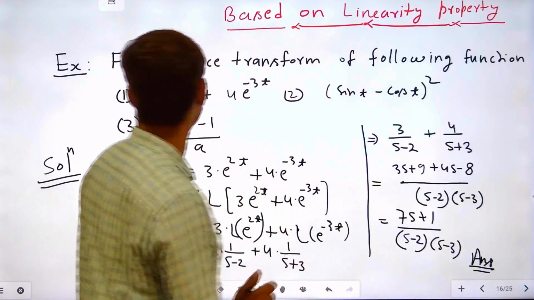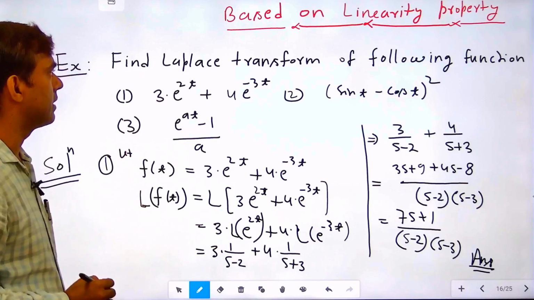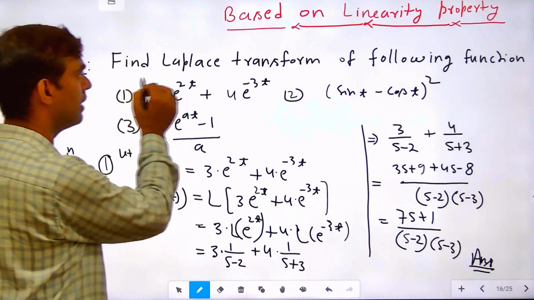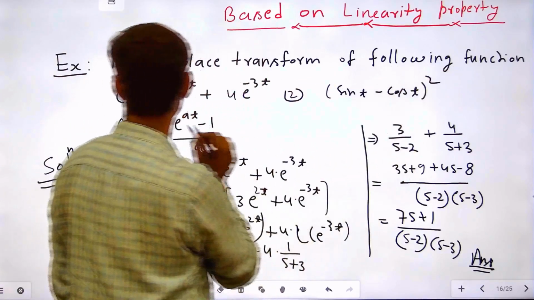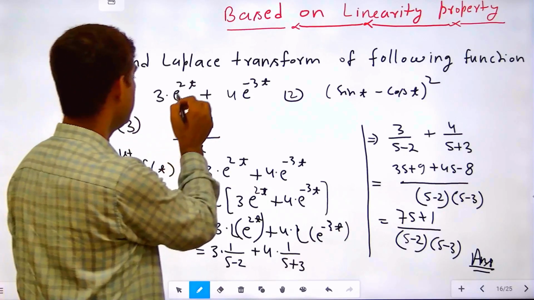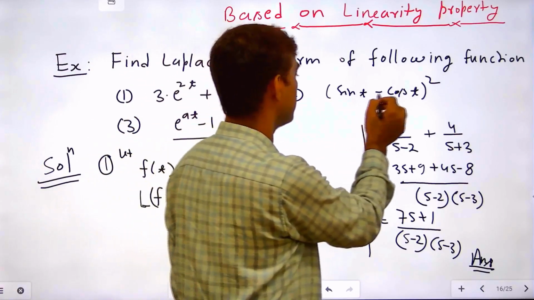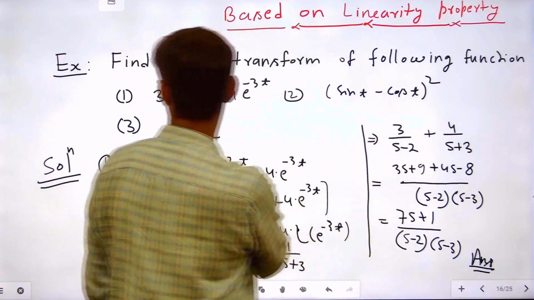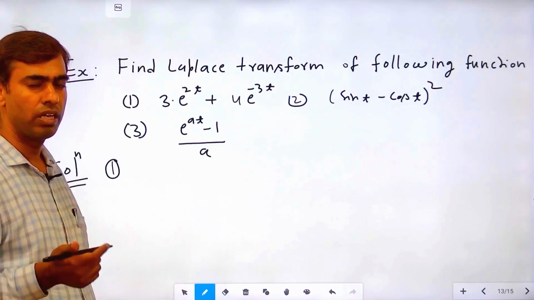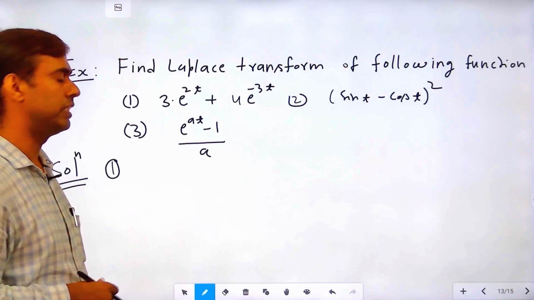In order to save time, we have already written one problem. The problem is: find the Laplace transform of the following functions. The first function is 3 e to the power 2t plus 4 e to the power minus 3t. The second one is (sin t minus cos t) whole squared, and the third one is (e to the power at minus 1) upon a.